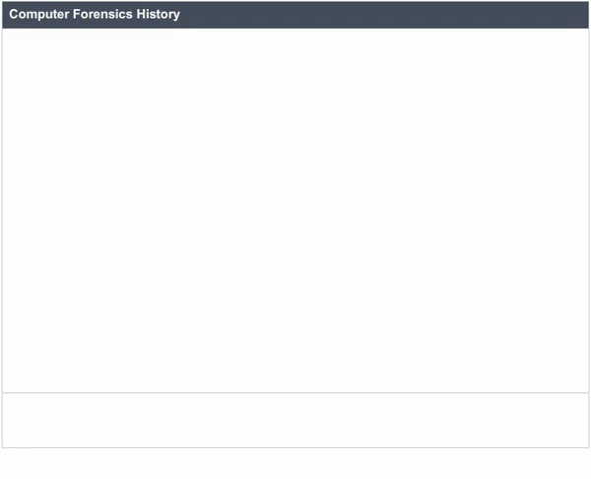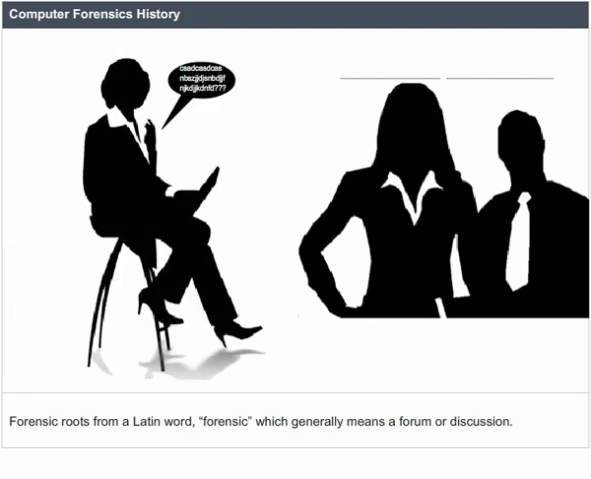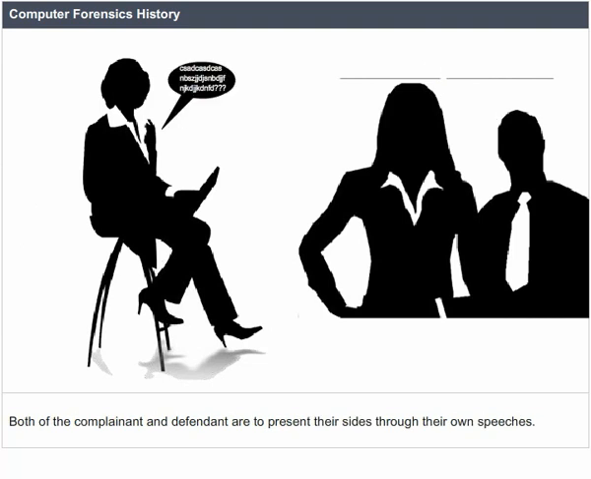Computer forensics history. Forensic roots from a Latin word forensis, which generally means a forum or discussion. Any criminal who has been charged with a crime is presented before an assembly of public folks. Both the complainant and defendant present their sides through their own speeches.